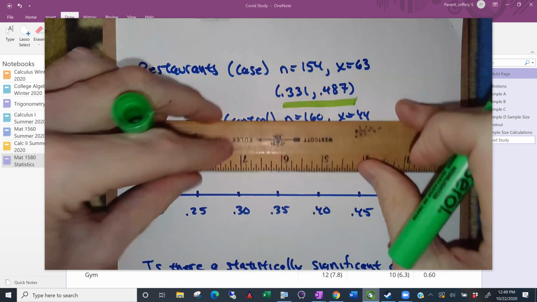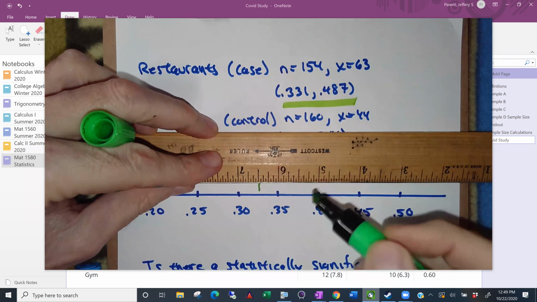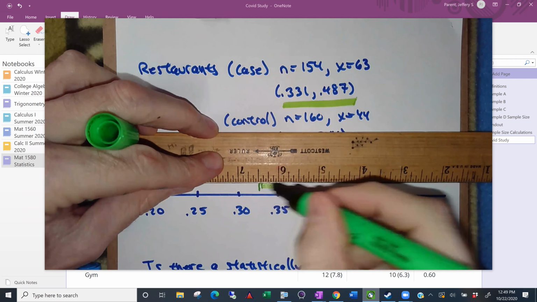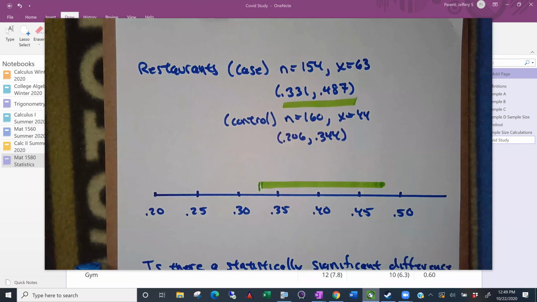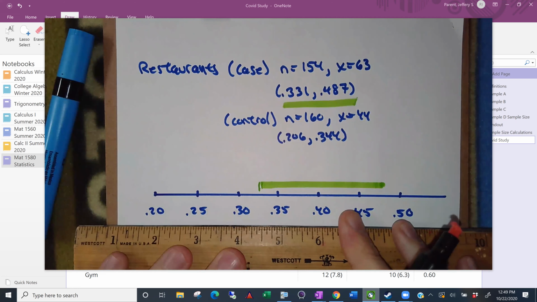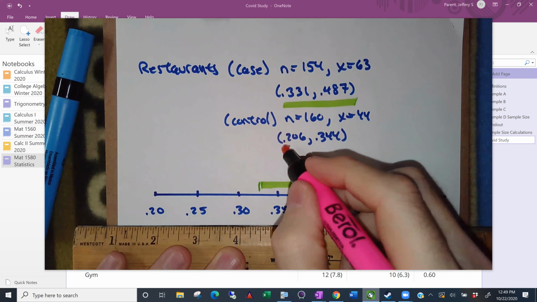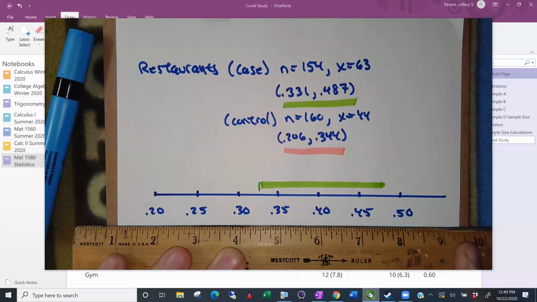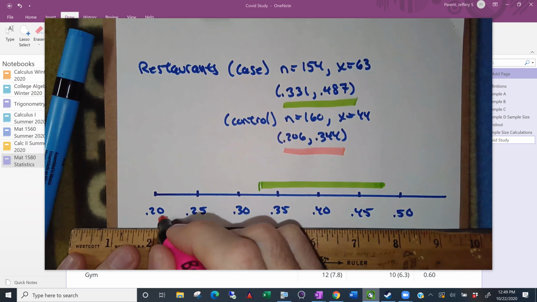So somewhere in here, 33% to 49%. That's what my confidence interval is saying. Now, if I take a look at the control group and look at the percentage of time they had been in a bar or restaurant the previous 2 weeks, it was somewhere between about 21% and 34%.